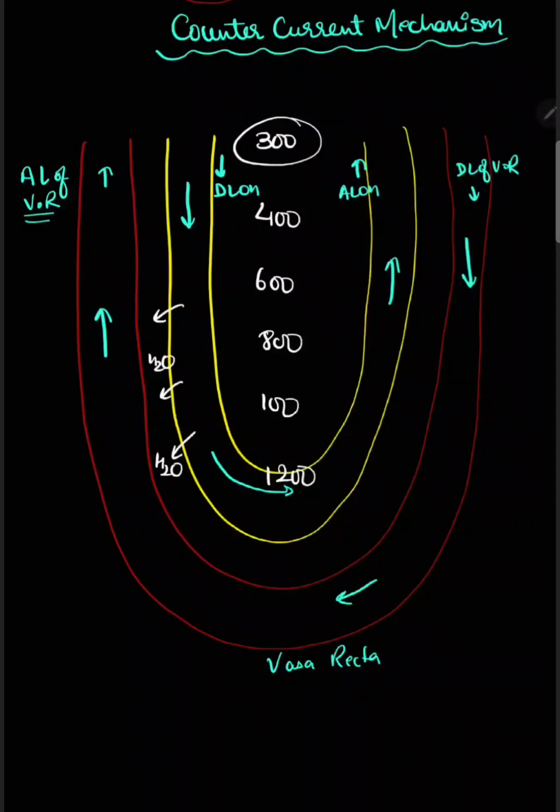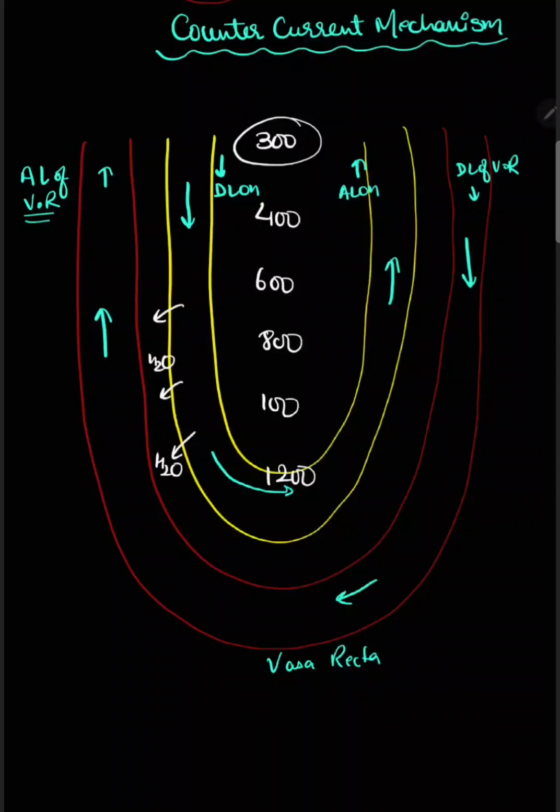This is permeable to water, so it keeps on eliminating water. So when the water is eliminated, what will be left? More solute will be left. So by default we can understand that the osmolarity will go on increasing. That means the solute concentration will go on increasing. So that is why it has become 1200, right?